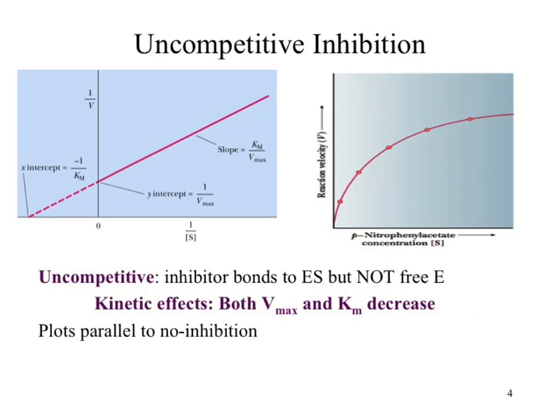If we again switch our type of inhibitor, if we have an uncompetitive inhibitor, that means our inhibitor now binds to the enzyme substrate complex, but not the free enzyme. This is again going to change our dynamics on how the reaction works. The result is that both Vmax and Km decrease.